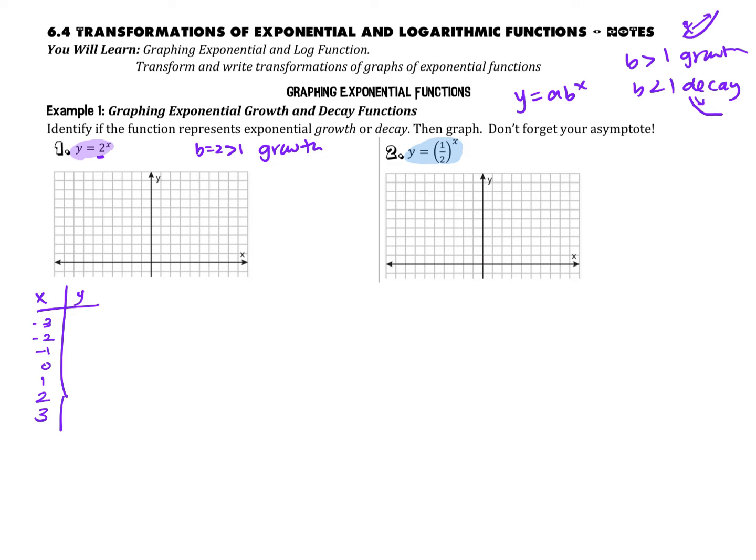2 to the power of -3 is 1 over 2 to the third, which is 1/8. 2 to the power of -2 is 1 over 2 squared, which is 1/4. 2 to the negative first is 1/2. Anything to the power of 0 is 1. 2 to the first power is 2. 2 squared is 4. 2 to the third is 8. And now I can go ahead and plot those points.